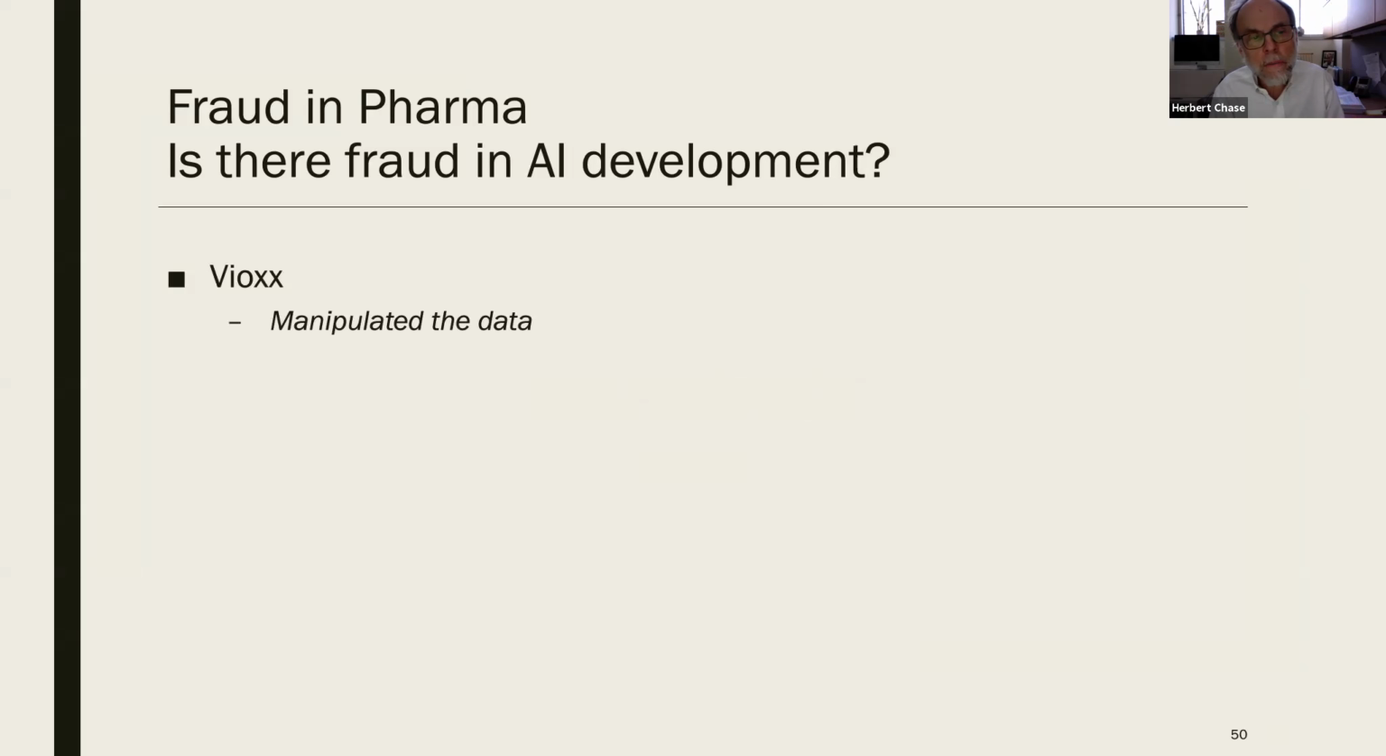I think the most well-known is Vioxx, which was the Advil-like painkiller, which caused a 4-fold increase in heart attacks. And the physicians at Merck actually manipulated the patient data. They pulled out people who had heart attacks so that they had a more favorable result, and then they published it in the New England Journal of Medicine. It was a catastrophe.